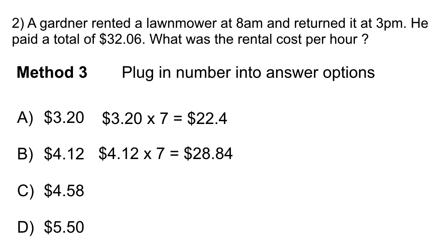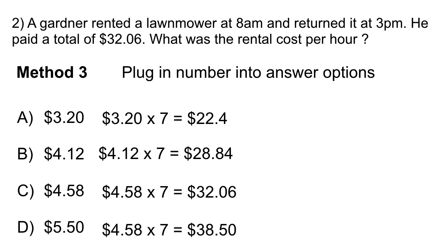If we do it for option B, you see we get $28.84. That's also incorrect. And then there you go. If you do answer option C, you get the correct answer, which was $32.06, which is here in the question. And just out of completeness, if we do D, it's more than that, $38.